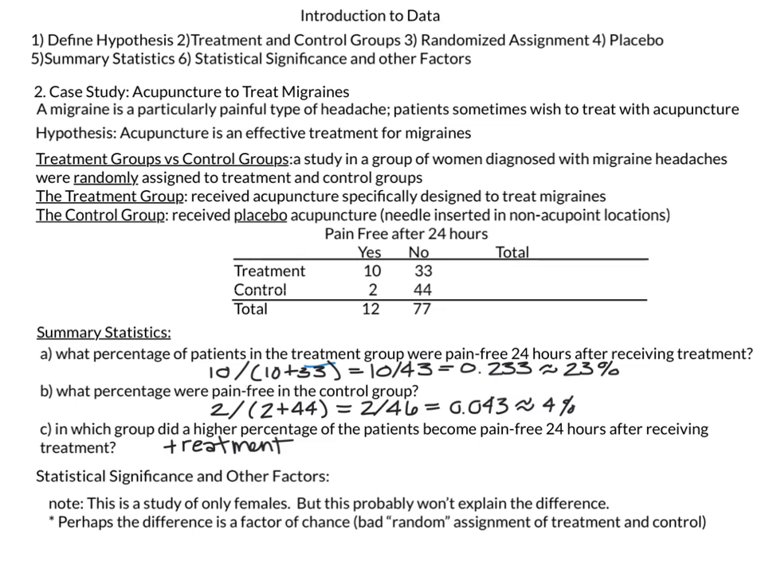So the only thing that I could really come up with is perhaps the difference is a factor of chance. In other words, it was just bad luck. When we randomly assigned women to treatment and control, maybe we just randomly assigned the people who are going to get better into the treatment group. So just kind of a chance, bad random assignment of treatment and control groups.